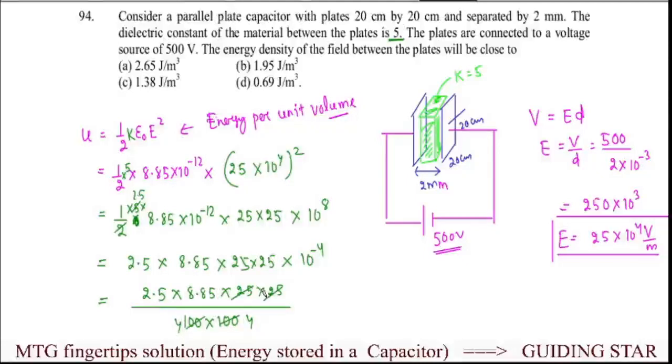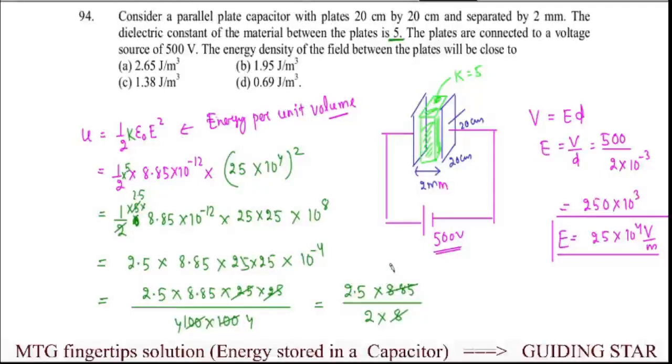And finally in this particular case, how much are we getting? Finally we can write 2.5 into 8.85 divided by, let it be, 2 into 8.